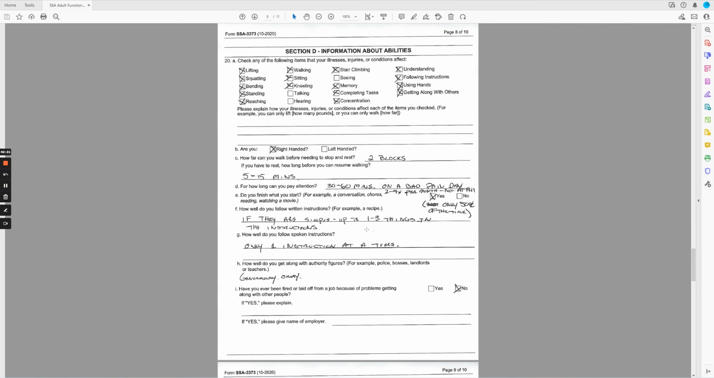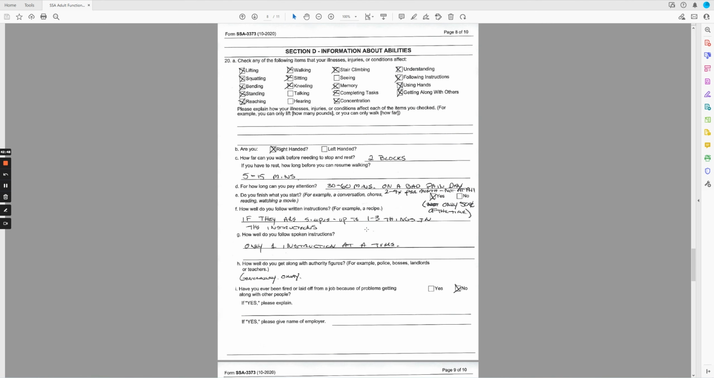Pretty self-explanatory. So how far can you walk before you need to stop and rest? Here I wrote 2 blocks. If you do have to rest, how long do you rest before you can resume walking? I wrote 5 to 15 minutes. And then for how long can you pay attention? I wrote 30 to 60 minutes on a bad day, 2 to 4 times per month, not at all. So on a bad day, I can't focus at all, and that happens 2 to 4 times a month.